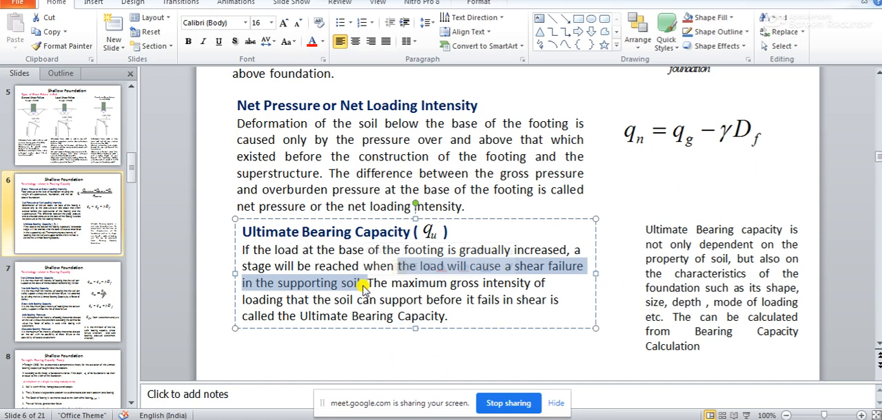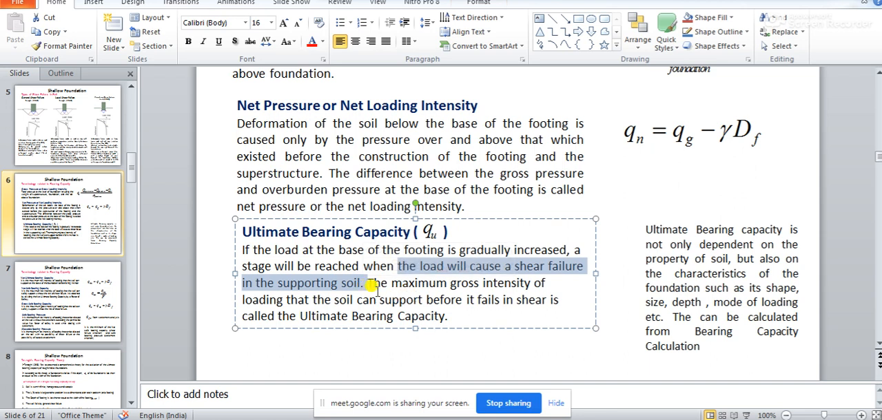And as you have now understood, when excessive stressing of the soil happens beyond some level, and what level? Beyond the permissible shearing stress of the soil, then what will happen? The soil will fail by shear, and that is actually the ultimate bearing capacity of soil. So if the load at the base of the footing is gradually increased, a stage will come when the load will cause the shear failure of the supporting soil.